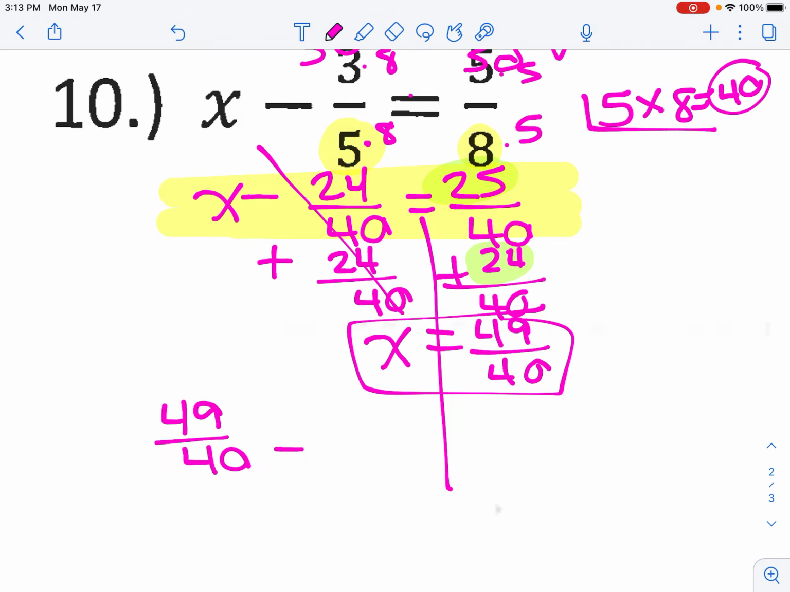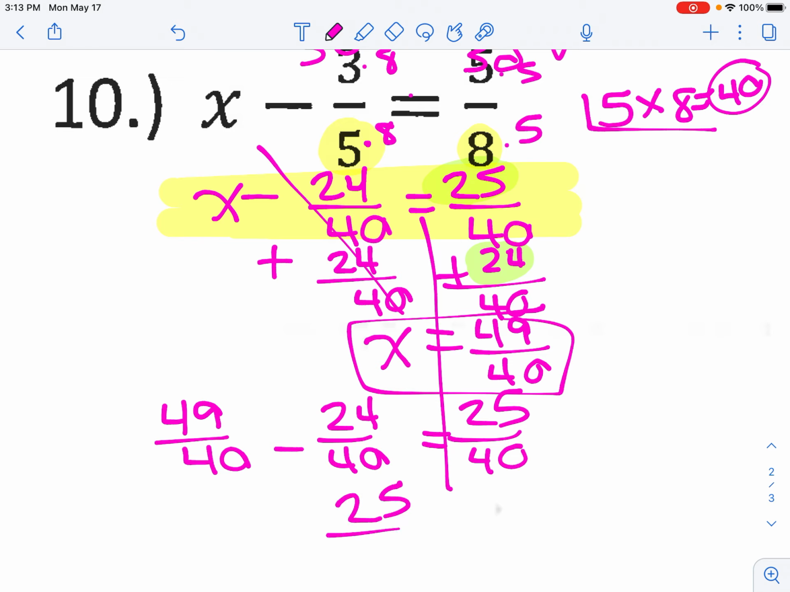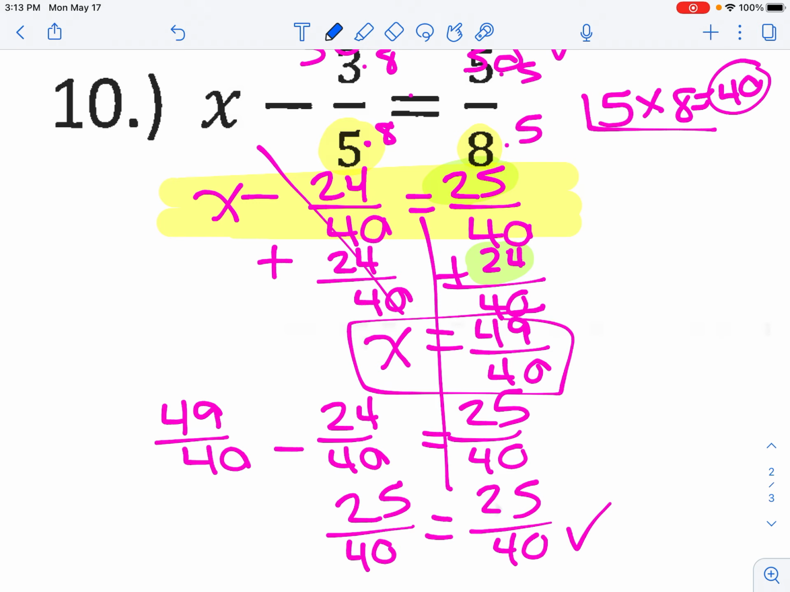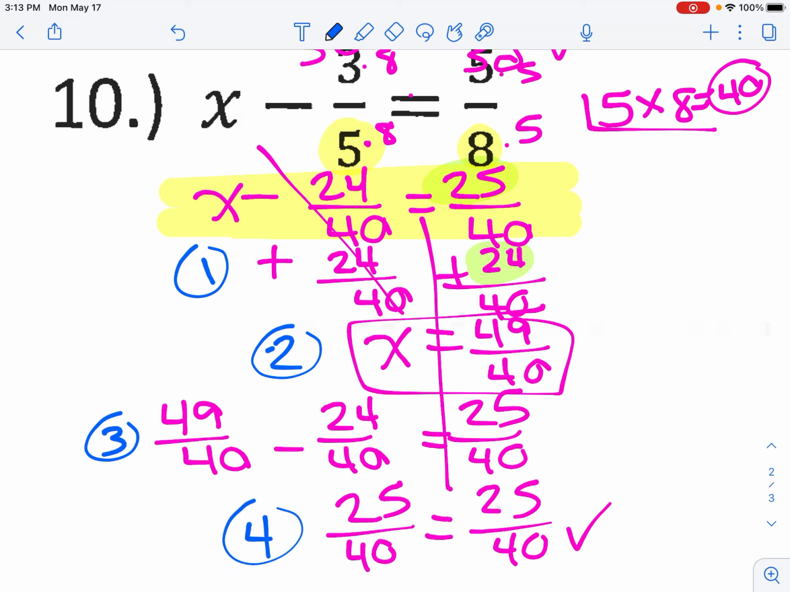I'm going to use my solution. Is 49/40 minus 24/40 equal to 25/40? Yes, 49 minus 24 is 25. So 25/40 equals 25/40. Check. How many lines to solve? 4. Inverse operation. Box your solution. Substitute for your variable, and check.